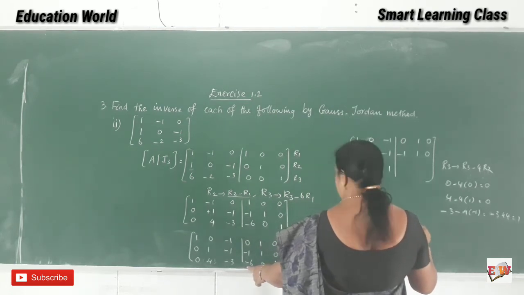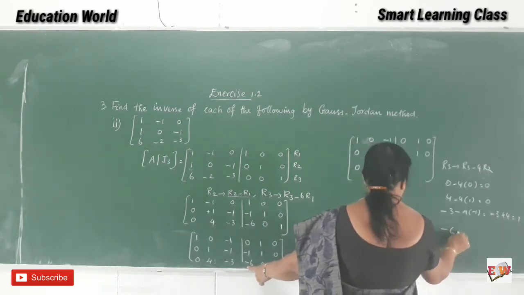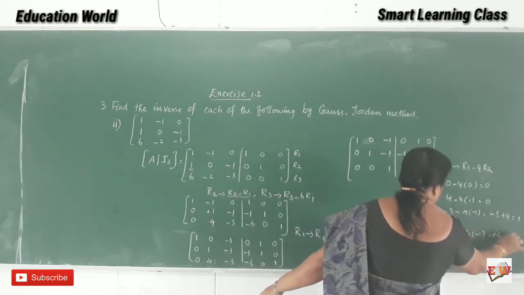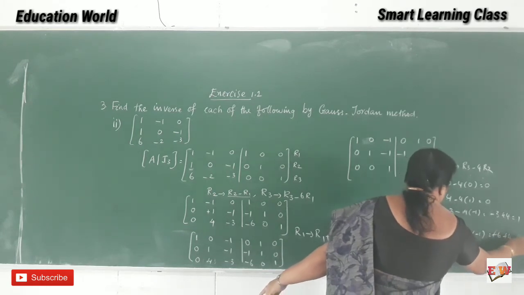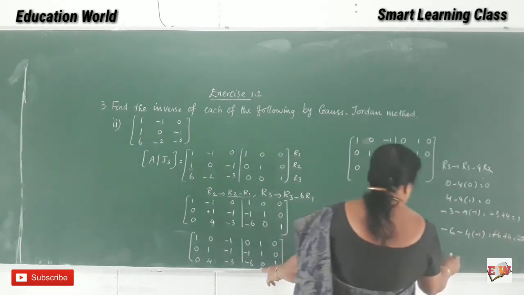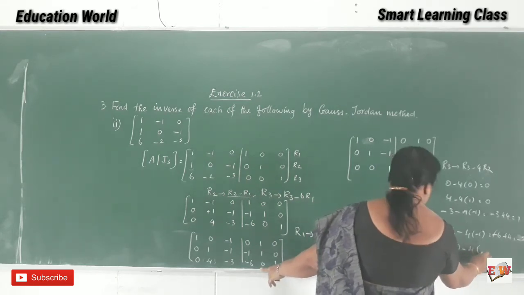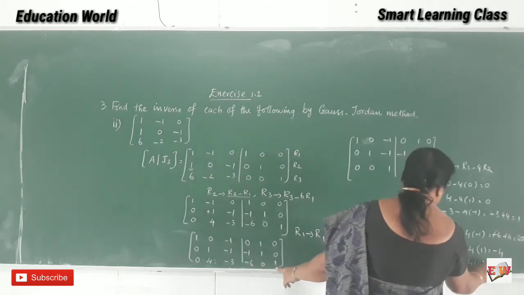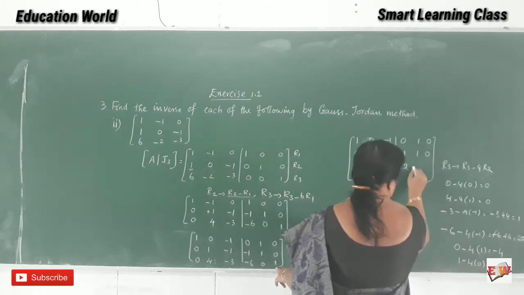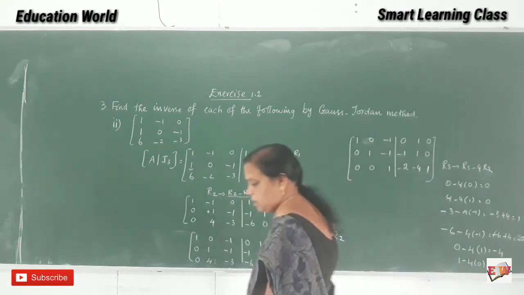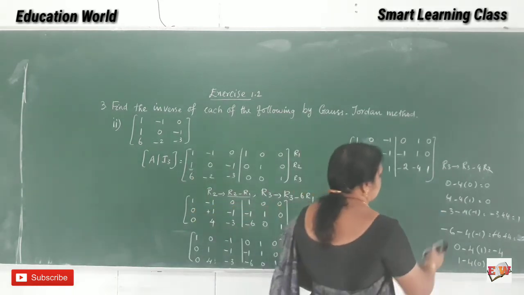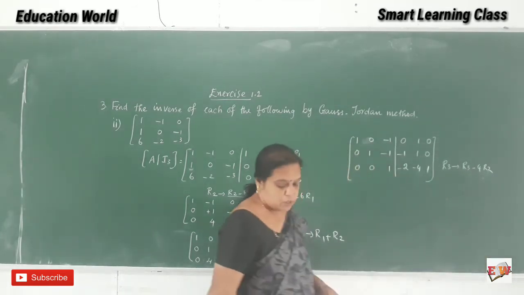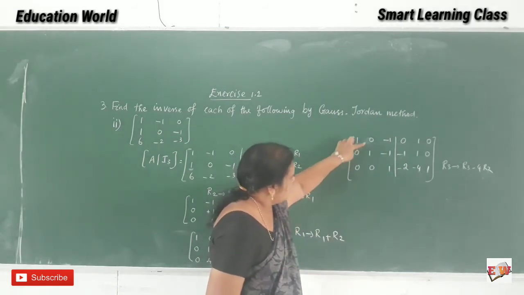Like the same, you have to do the operation here also. Minus 6 minus 4 into minus 1: minus 6 plus 4 is equal to minus 2. Then 0 minus 4 into 1 is equal to minus 4. 1 minus 4 into 0 is 1. So here I am writing minus 2, minus 4, 1. Very simple calculations only here. So see, 1, 0, 0, 0, 1, 0.